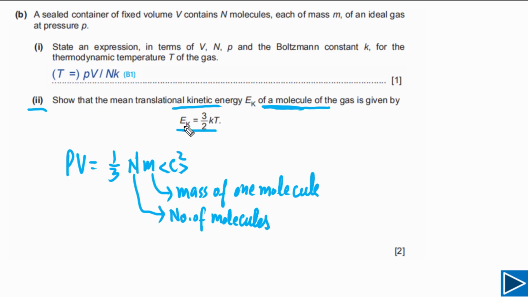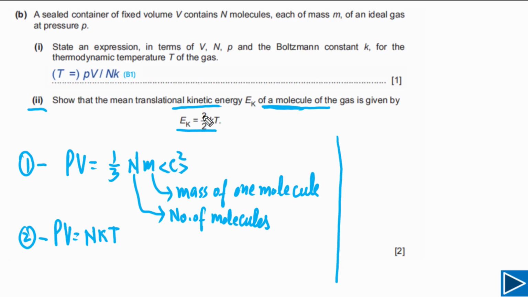Now we need to prove that EK is equal to 3/2 kT. But we have also said that PV is equal to NkT in part 1. Now simply we need to equate these two. We can say this is the first and this is the second equation. We need to equate these two to find this expression. So now simply we can say that 1/3 Nm mean square speed is equal to NkT, but N is common on both sides, so simply we can cancel N with N.